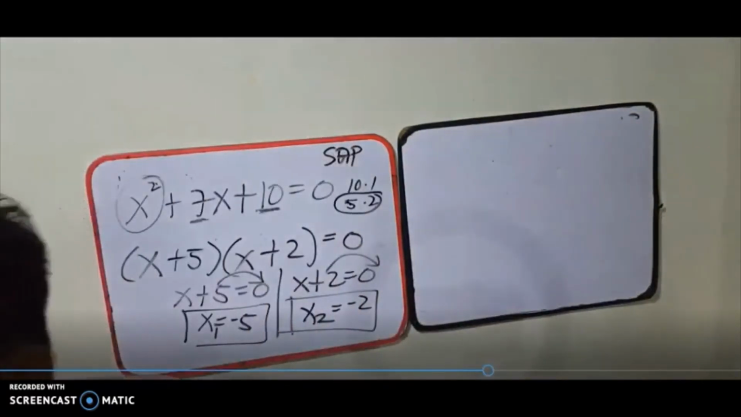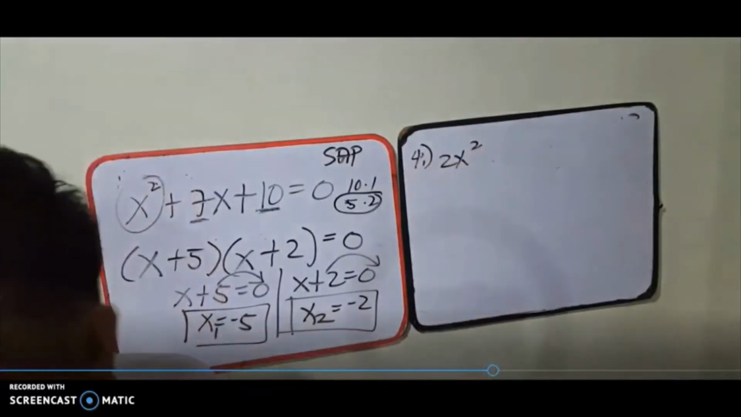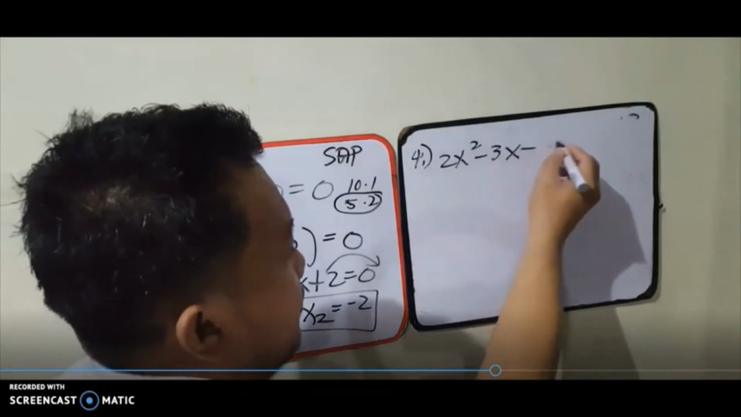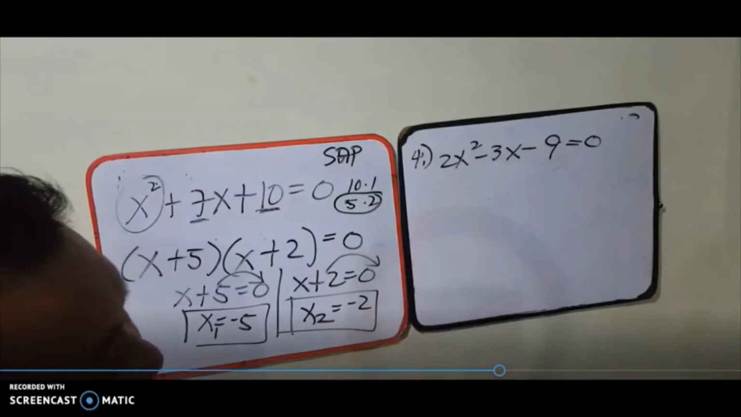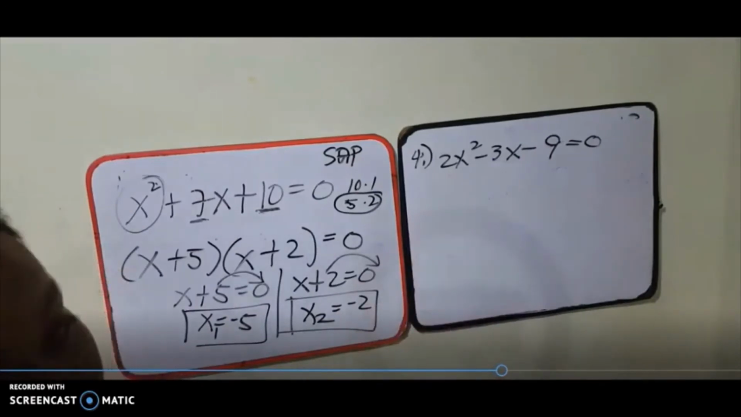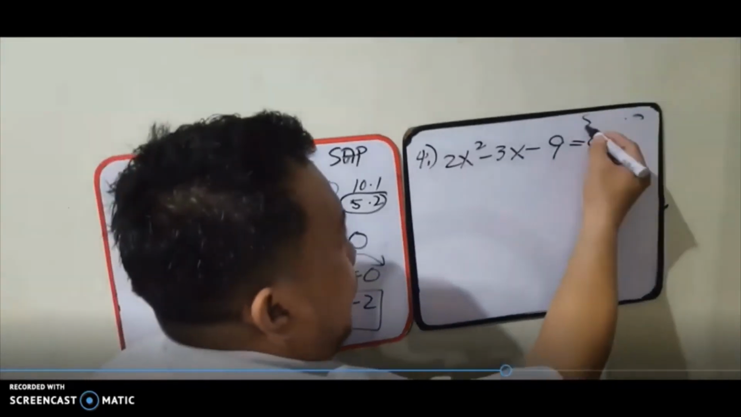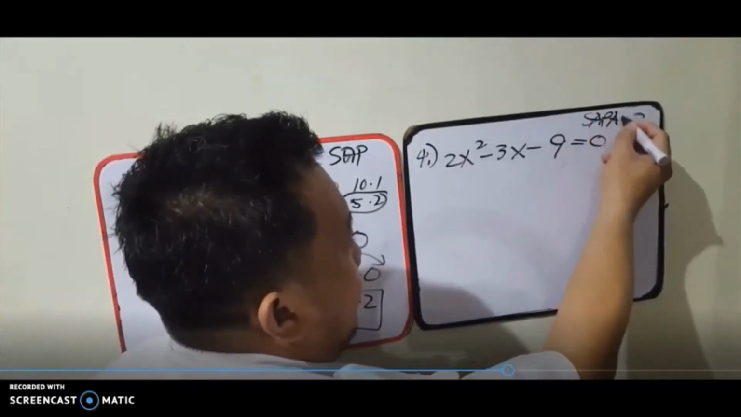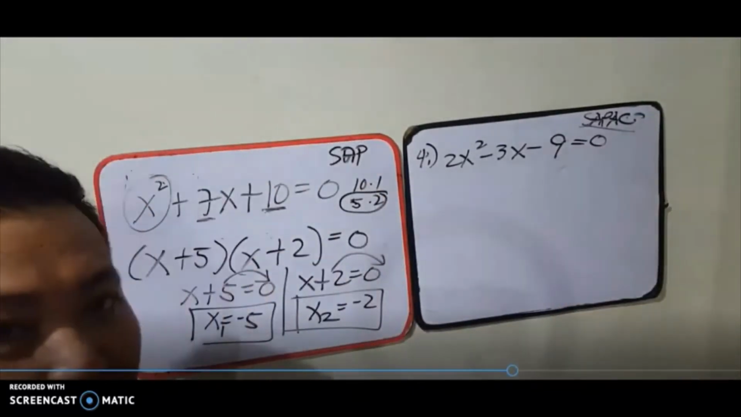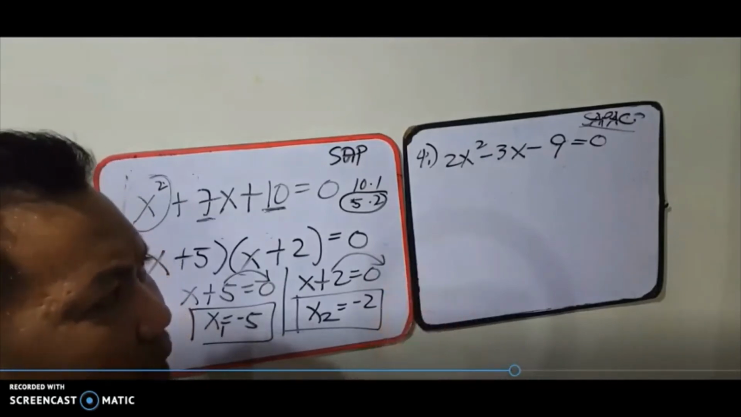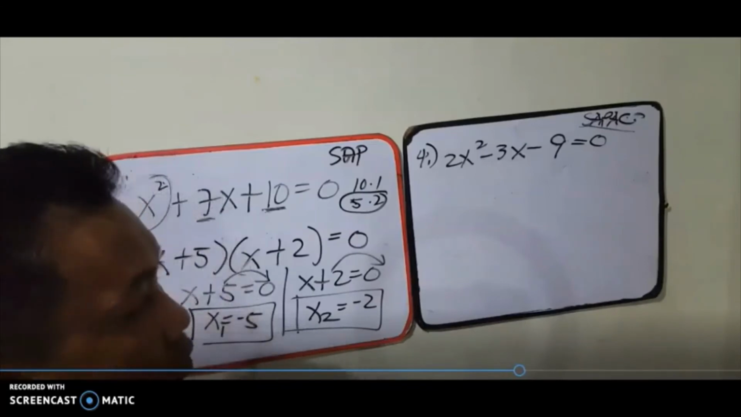Okay, let's just take this example. Number 4, 2x squared minus 3x minus 9 is equal to 0. How are we going to solve this given quadratic equation? This time, in order for us to do that, we are going to make use of what we call the sapak method. That is my own name for it: a combination of the sum and product method and the AC method. So we're going to make use of the AC.